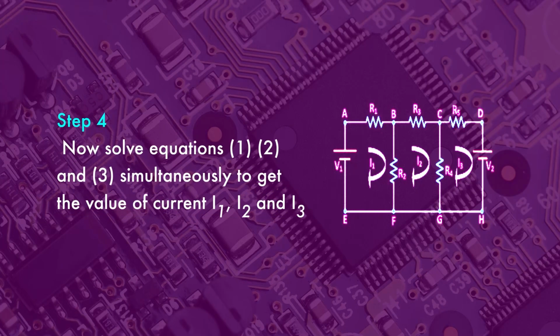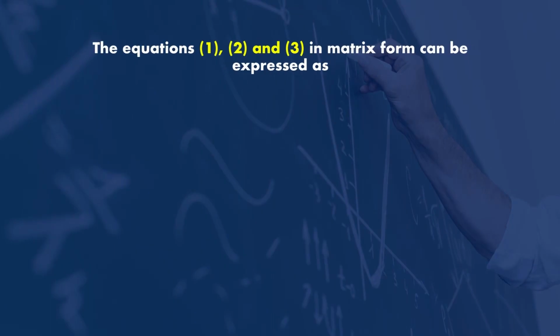Now step 4. Solve equations 1, 2 and 3 to get the values of current I1, I2 and I3. By knowing the mesh currents, we can determine the various voltages and currents in the circuit. These equations can also be written in matrix form, so the above circuit can be solved by the matrix method also, as shown below.